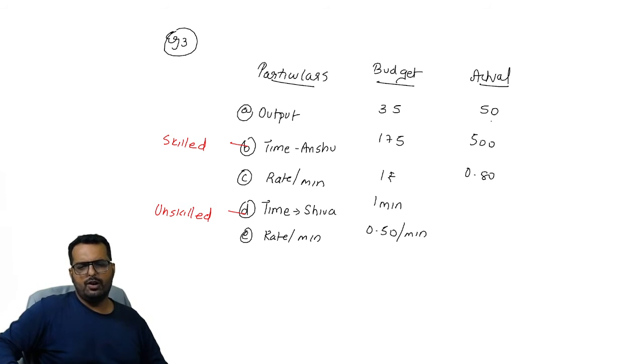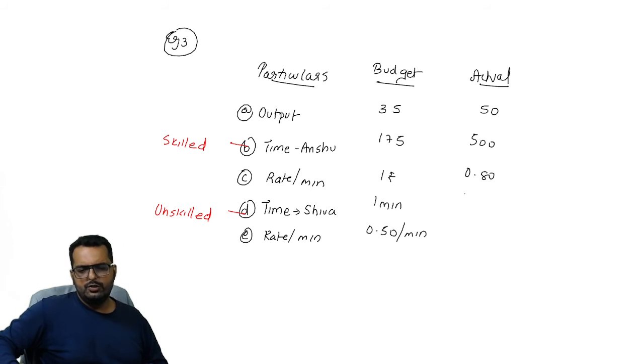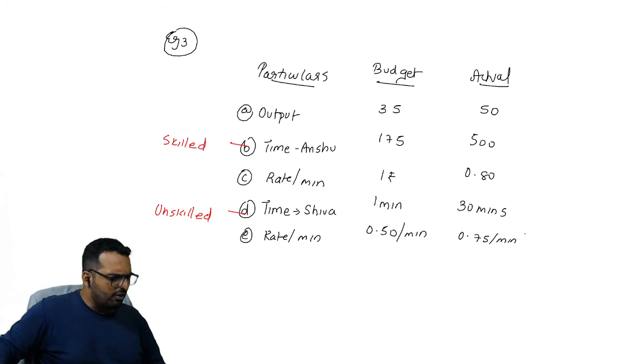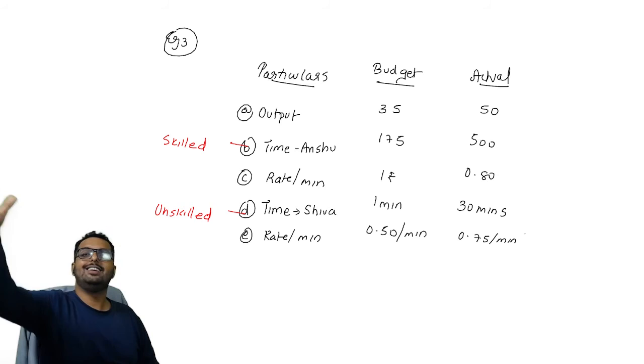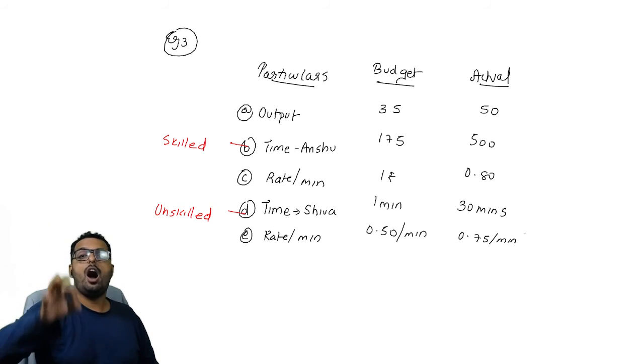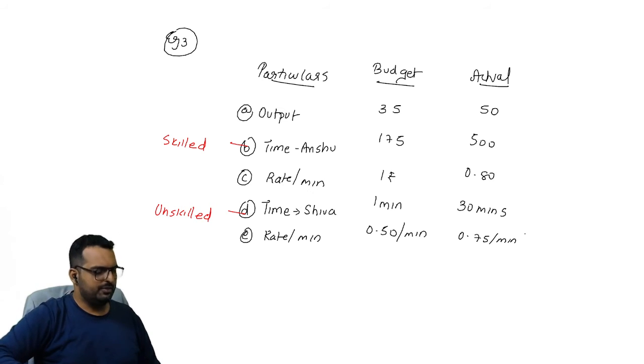Let us assume Shiva was given 50 double omelette. 50 minutes was required. This fellow delivered everything in 30 minutes. And because of that, Ashok sir became happy. He started giving him 75 paisa per minute. Friends, write down this and find out all the variances, including RAH, revised actual hours.